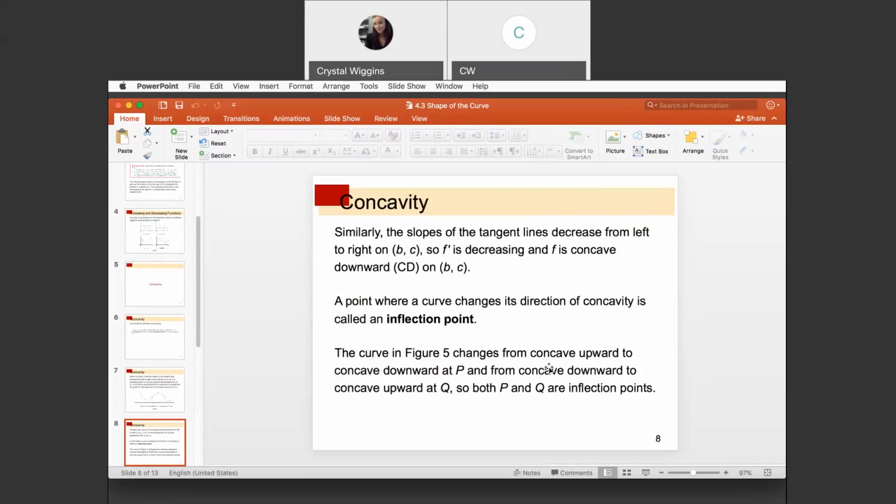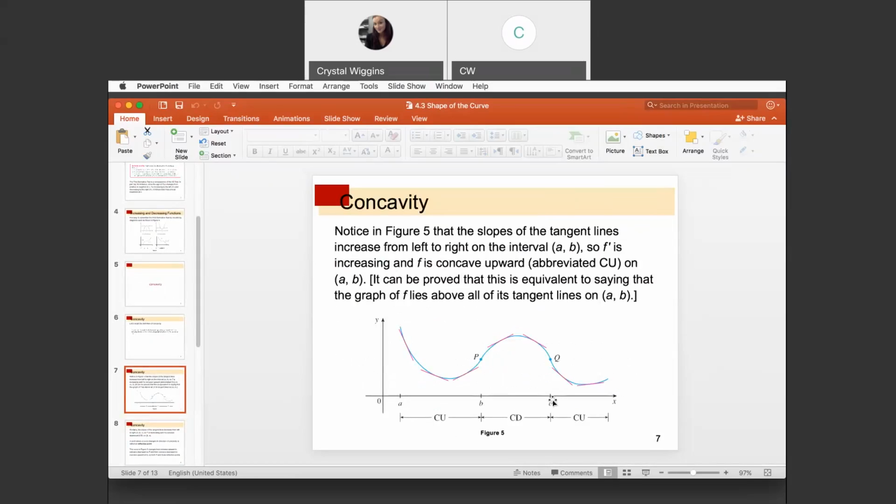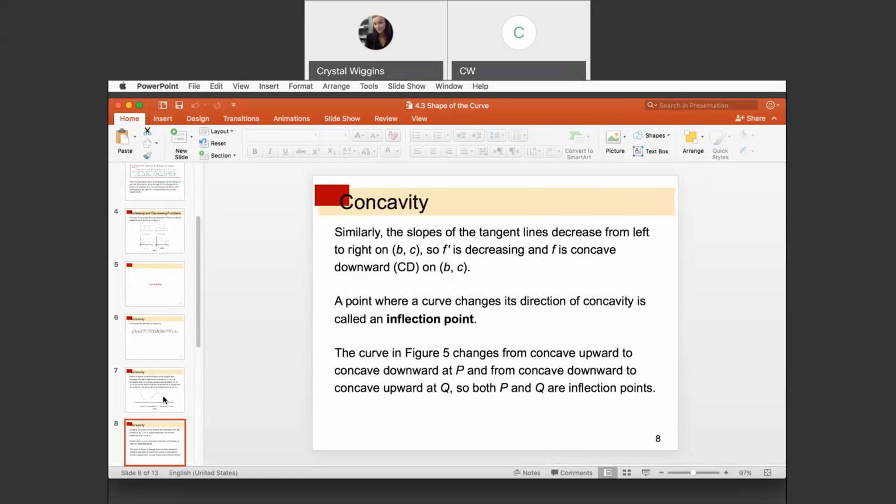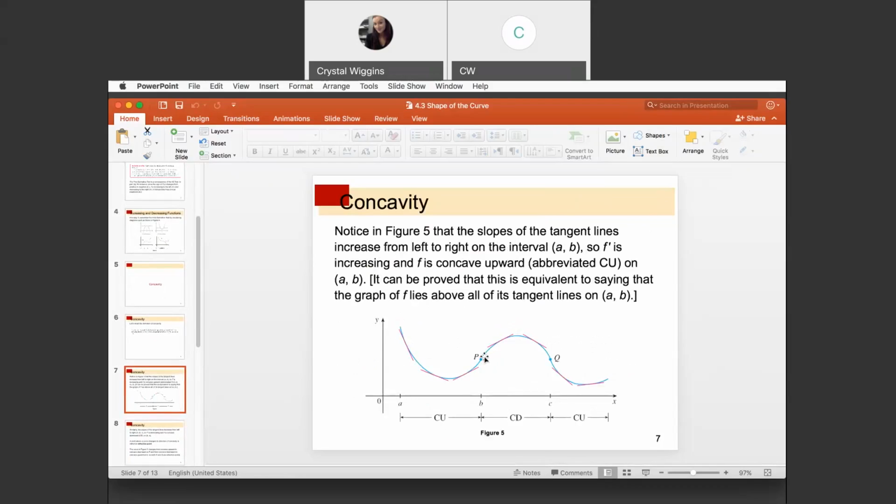Okay, so similarly, the slopes of tangent lines decrease from left to right on the interval from B to C. So that's true because you're going to have a steeper tangent line here, and eventually you're going to bottom out here at a tangent line of 0.